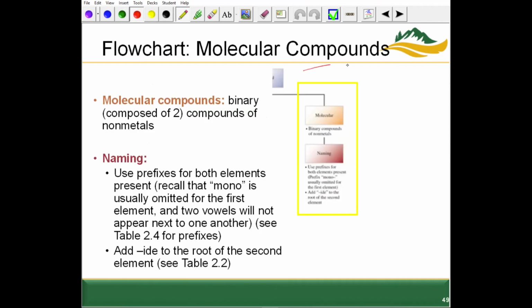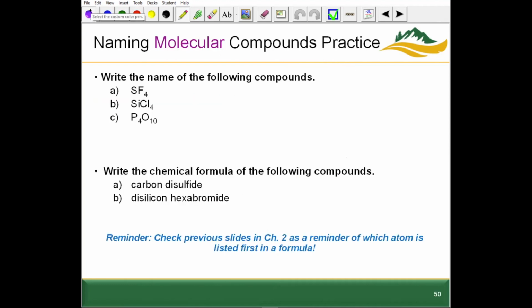Now on this flow chart, the last part of it on the right-hand side here is on molecular compounds. We know molecular compounds have all non-metals. And for those, remember we use those prefixes like mono, di, tri, etc. And we add IDE to the end of the second element. Just briefly, for some additional examples quickly on molecular compounds and some practice, let's go through these real quick.